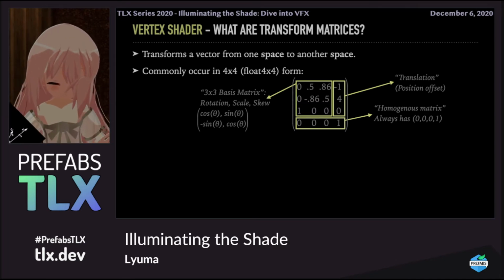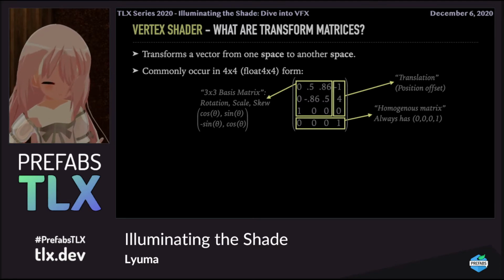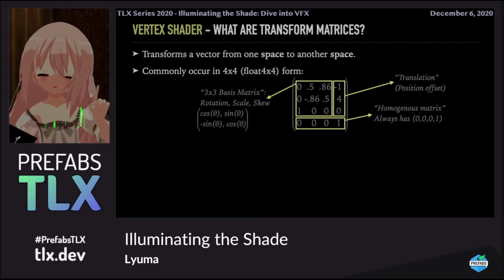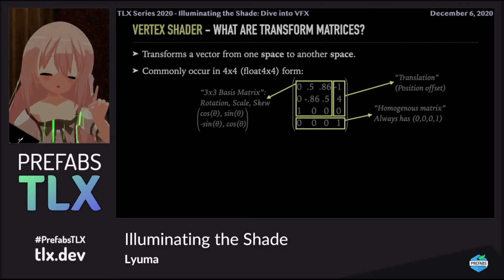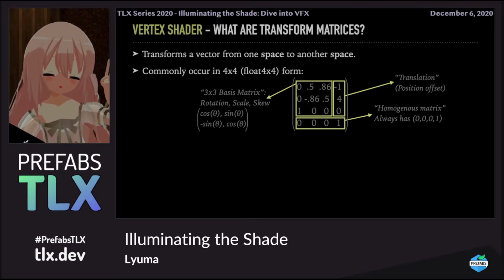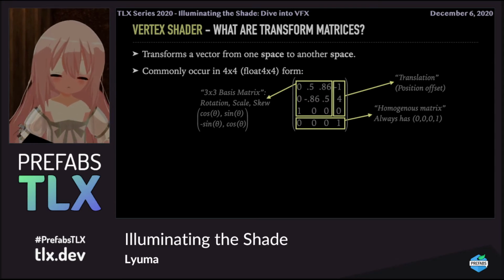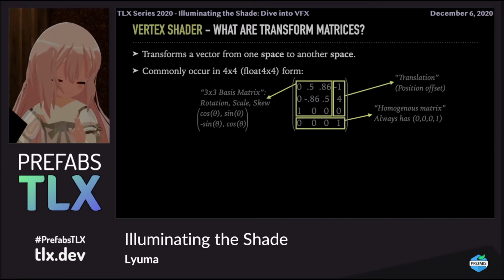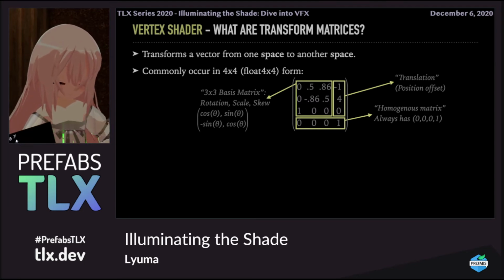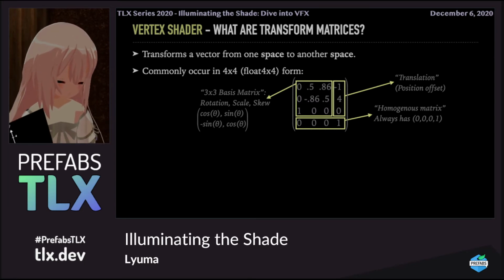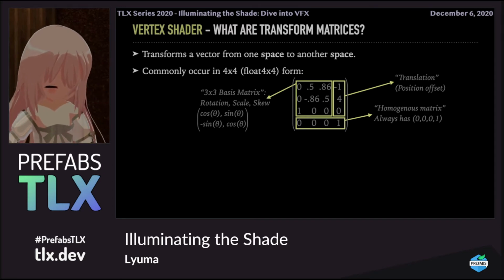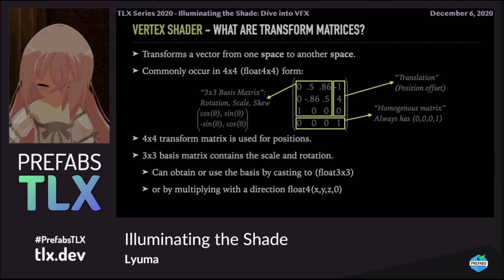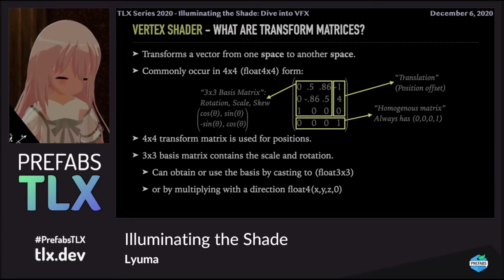And the reason for this distinction, if you work with a direction vector, you actually don't want the position to be offset. If I go up, I'm like, well, what's up relative to you? You wouldn't go and be like, well, it's 0, 1, 0, 0, but actually plus some position offset. It would just still be up. So that's why the translation is in this last column, and it can be ignored when you deal with direction vectors. And the basis applies no matter what type of vector you're using. So your 4x4 transform matrix is used by positions, and the 3x3 basis matrix is for the scale and rotation.